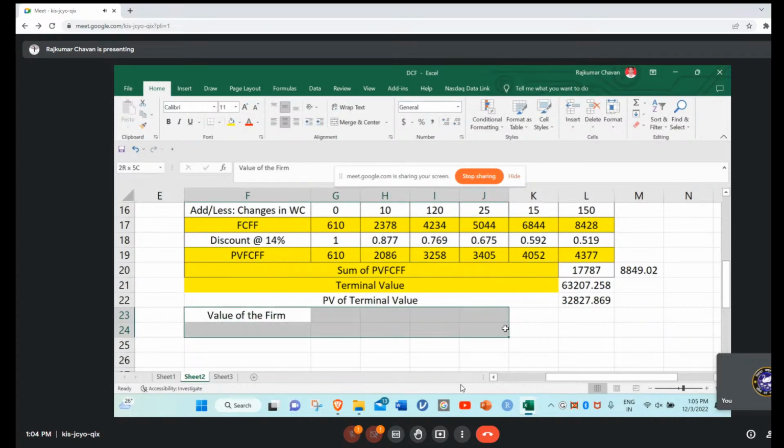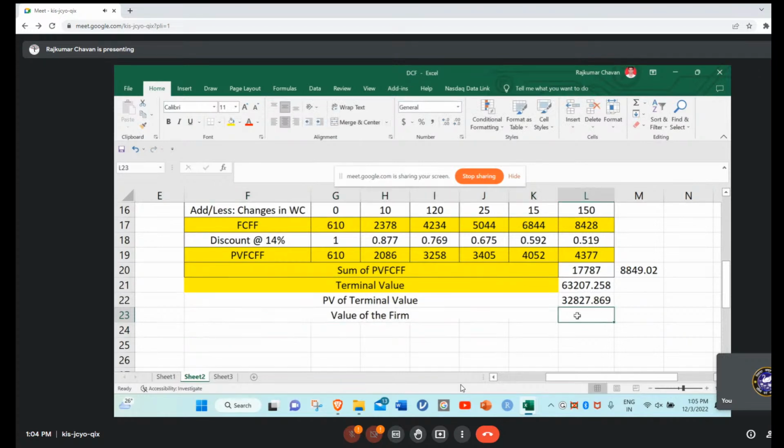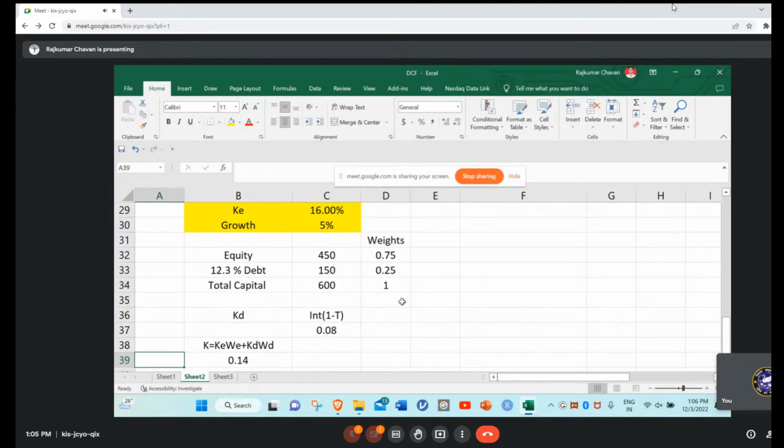Then lastly we can calculate the value of the firm. So here we can take this value. Now how to calculate? Sum of PV of FCF plus present value of terminal value. This value plus this value, you will get somewhere close to the answer. Got it, everyone? So now we will take a break for 3 minutes.